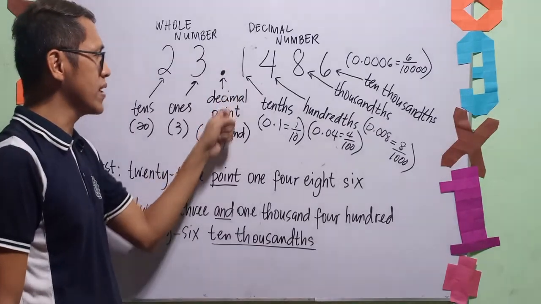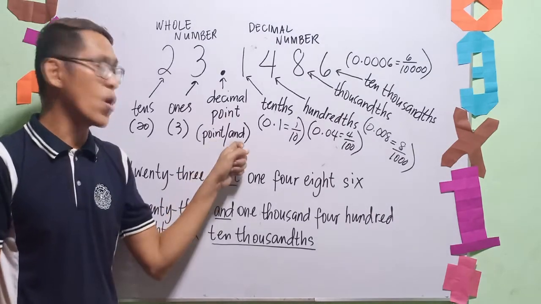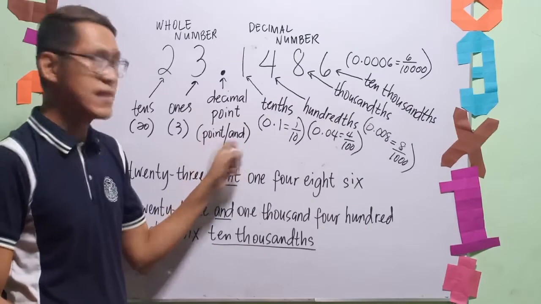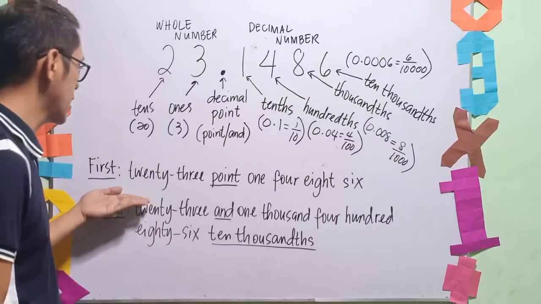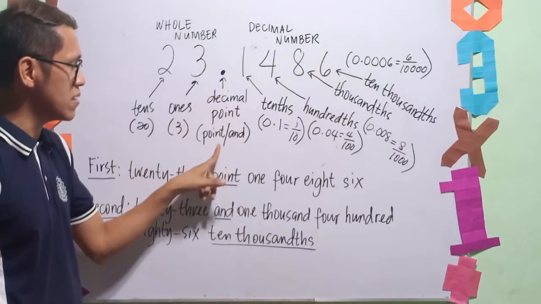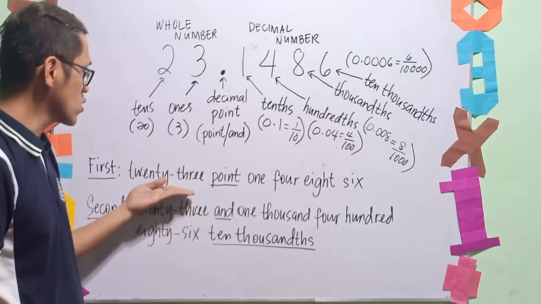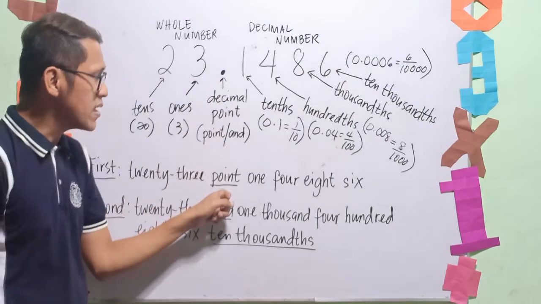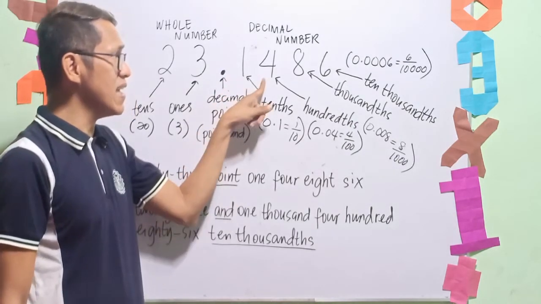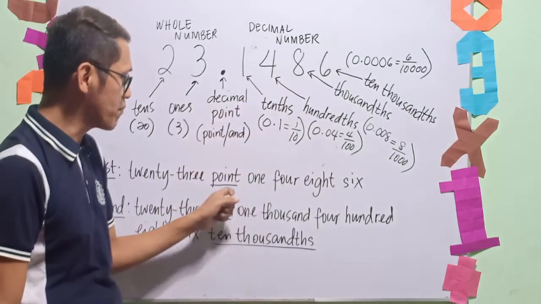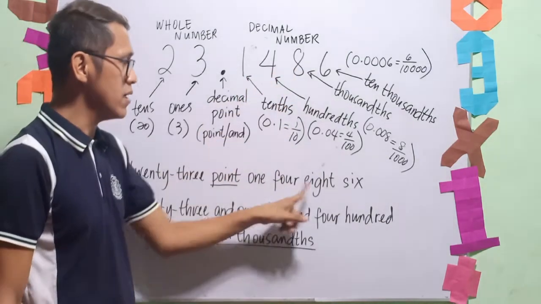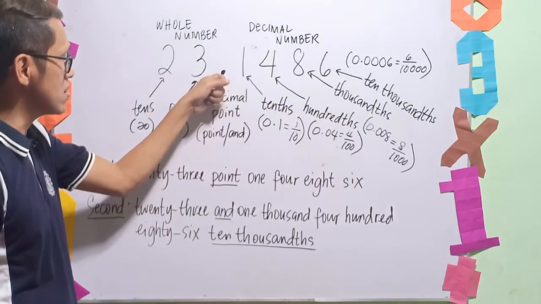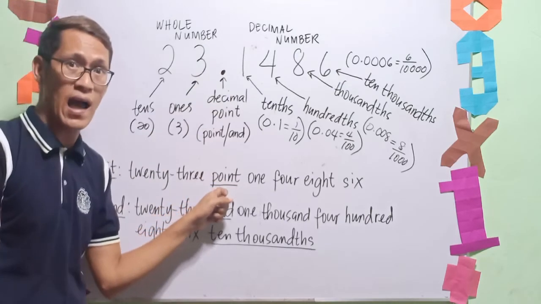Remember that the decimal point can be read as "point" or "and." There's a difference if you use the word point and "and." Let's have the first one here. If I use point for the decimal point, I will read this as 23. Then I'll use the word point. When you use the word point, you read each digit one at a time. So point, 1, 4, 8, 6. That's how you read this number if you read the decimal point as point.